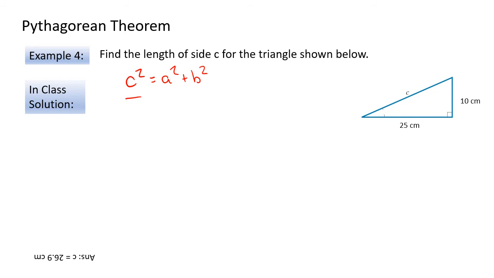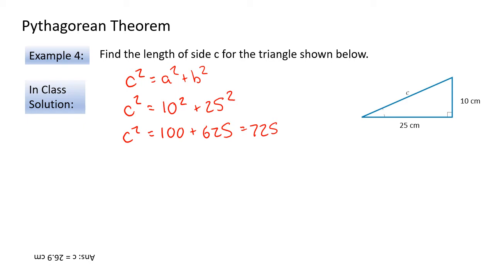So the side of the equation that only has one variable is always where you would place the hypotenuse. And we don't know the hypotenuse here. What we do know is the other two sides. So C squared has to be equal to A squared, 10, plus B squared, 25. If you calculate that out, you get C squared is equal to 100 plus 625, or 725. In order to solve that, because it's squared, we have to take the square root of it to get just C by itself. So C is equal to the square root of 725.